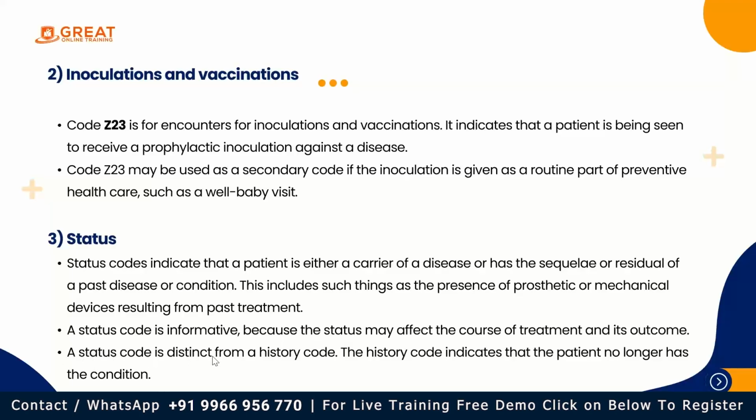The status code is distinct from a history code. These are not the same as a history code. Personal history, private or family history codes are different codes. Those also start with Z codes. Status codes and history codes are different. The history code indicates that the patient no longer has the condition. But we use a status code when the patient currently has that particular condition, like the presence of a prosthetic device or mechanical device. We use a history code when that particular condition is no longer present.